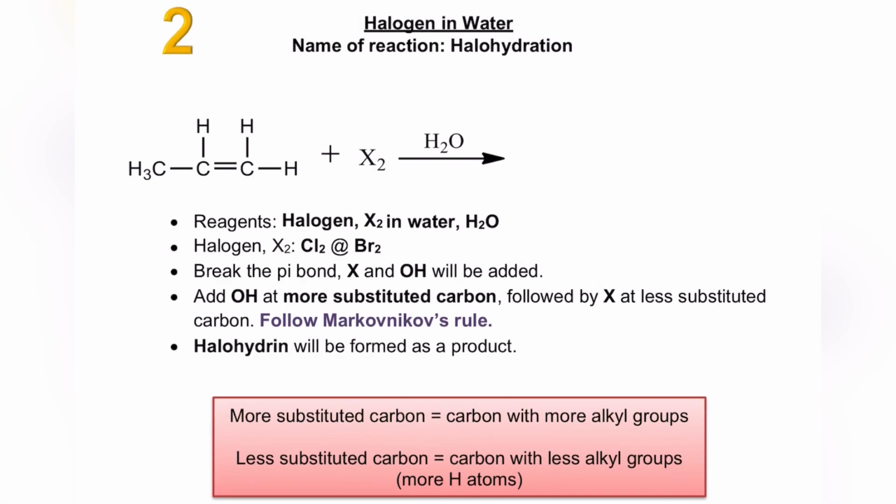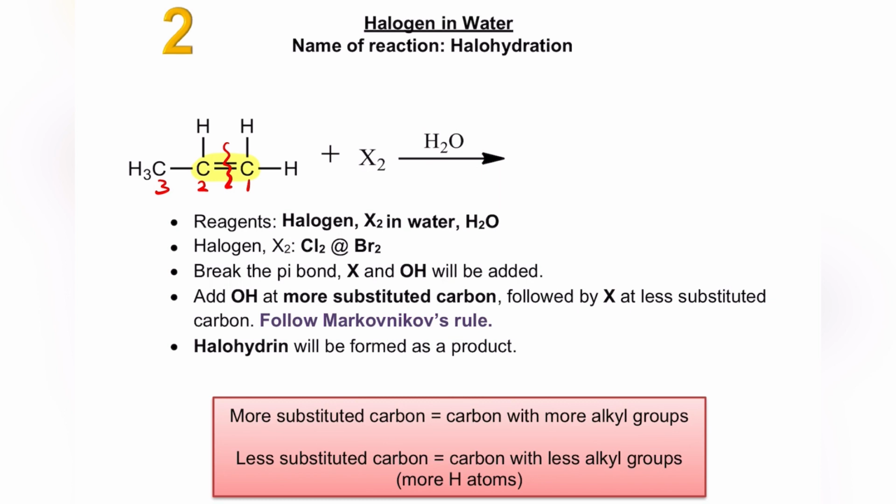Next kita go for halogenation in water. Nama reaction ni adalah halohydration. So nama reaction berbeza tau untuk each reaction. So untuk this case ia adalah halohydration. So awak ada alkene. Alkene awak double bond dekat sini, kita fokus kepada double bond. So carbon number 1, number 2, number 3. So carbon number 1 and 2 ada double bond, dia akan break the pi bond. Dan halogen yang awak biasa guna, contohnya awak guna Cl2 ataupun Br2, dan mesti dalam presence of water. So water dekat atas anak panah.